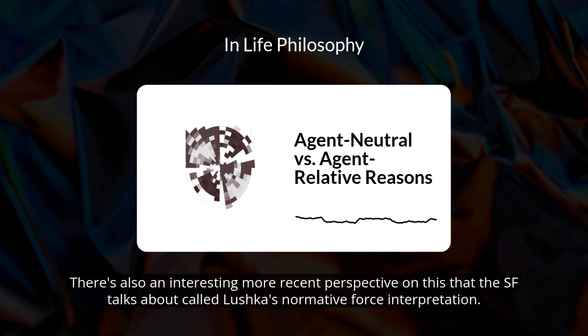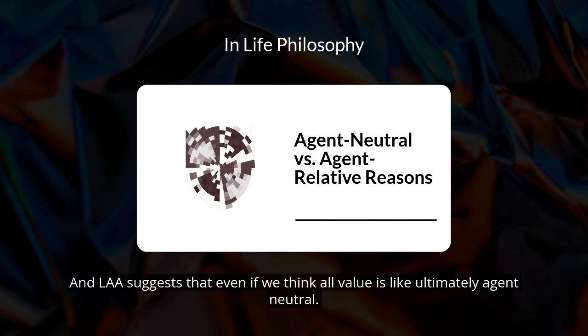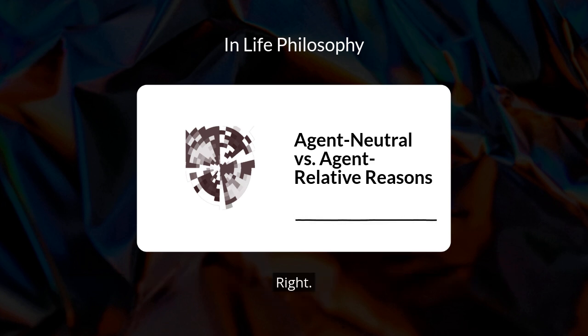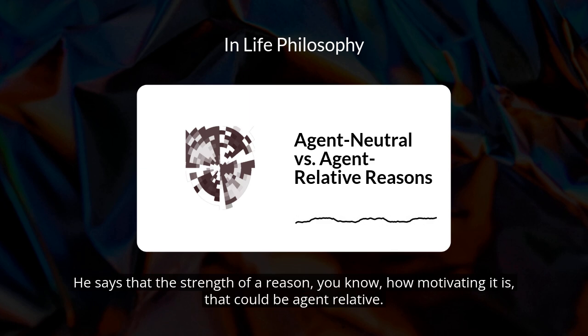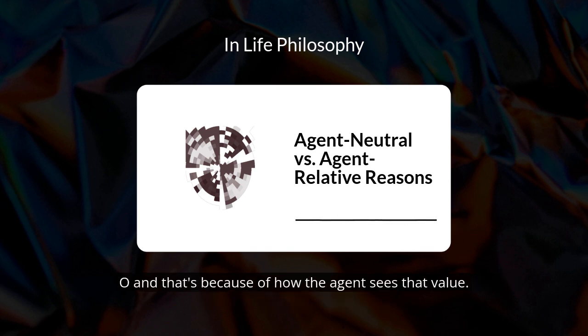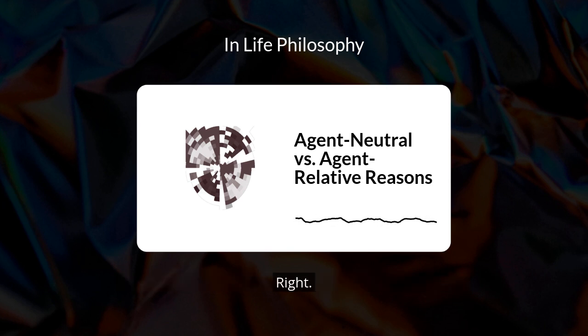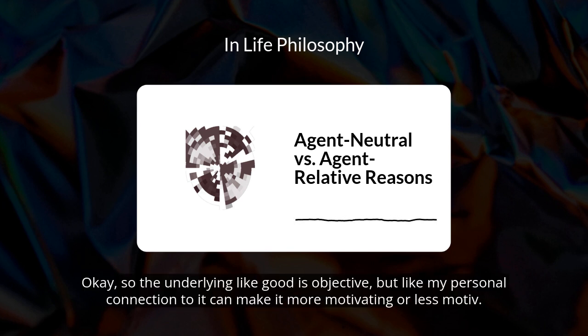There's also an interesting, more recent perspective on this that the SEP talks about, called Lechuga's normative force interpretation. And it suggests that even if we think all value is ultimately agent-neutral, like there's just some objective good out there in the world, the strength of a reason, how motivating it is, could be agent-relative. And that's because of how the agent sees that value. So the underlying good is objective, but my personal connection to it can make it more or less motivating.